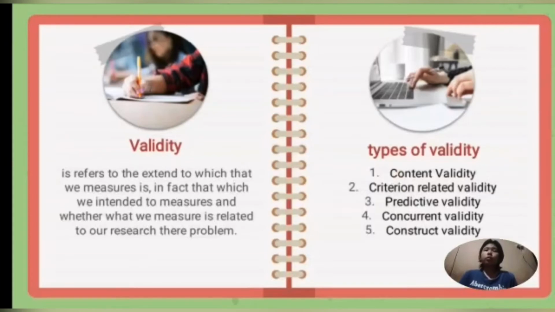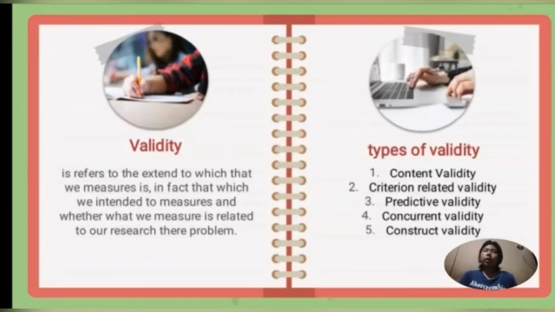Validity refers to the extent to which what we measure is in fact that which we intended to measure, and whether what we measure is related to our research. There are several types of validity. The first one is content validity, which refers to how well we have delineated the dimensions of the concept or issue we want to measure. The second one is criterion related validity, which is determined by comparing the concept that we measure with an external criterion that is known or assumed to measure the concept we are investigating.